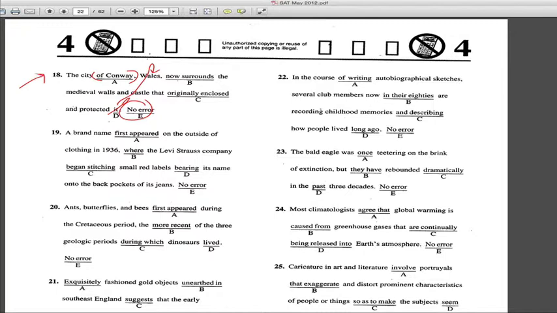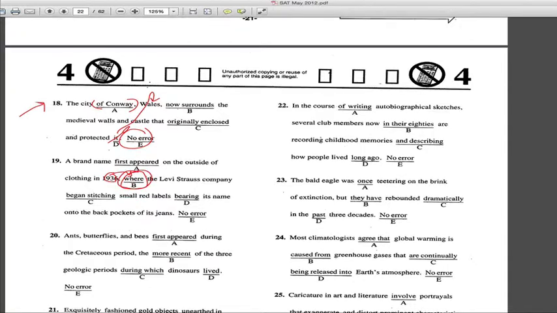Brand name first appeared on the outside of clothing in 1936. Wow, 1936. Where or when? This is a relative pronoun error. And let me just go ahead and circle B because that's a big fat error.